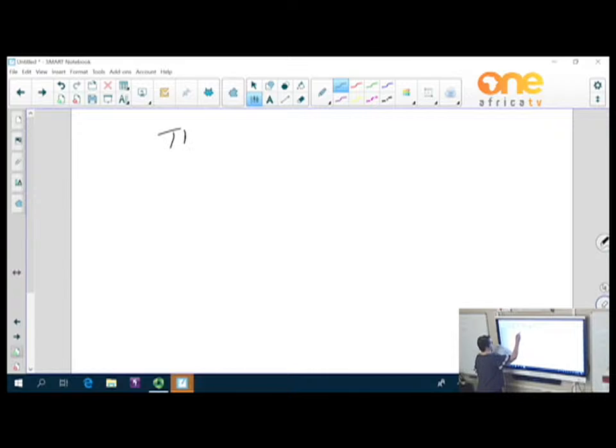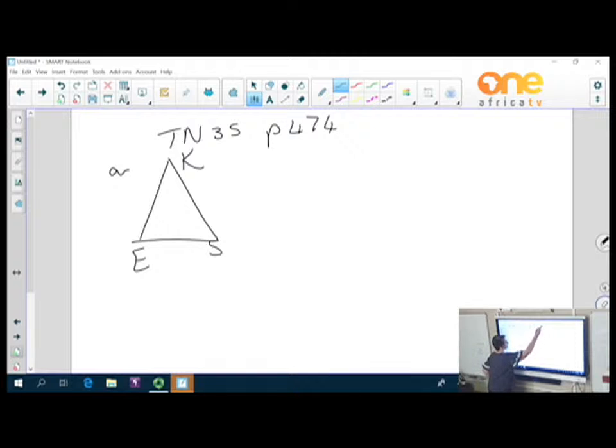So we're looking now at Try Now 35, page 474. Again, we'll have to draw them. So there's the first one, triangle KES. The values that we have are KE is 12, ES is 7, and KS is 8. So you have the 3 sides. That's when you can find the angle. And we want to calculate S. That is the marked angle.